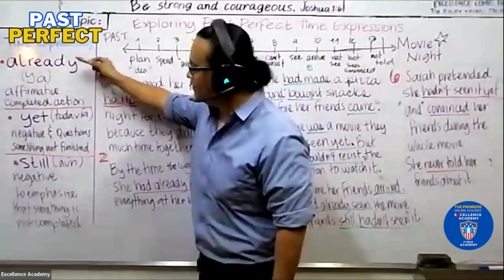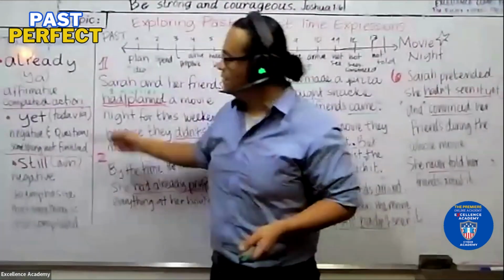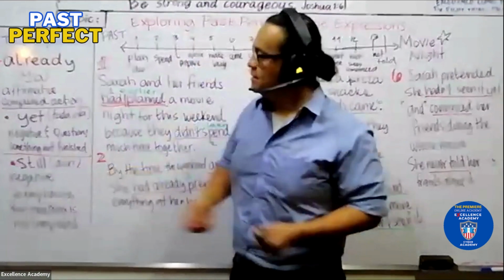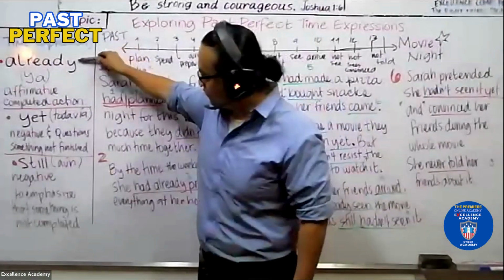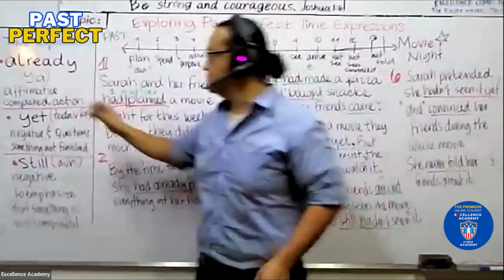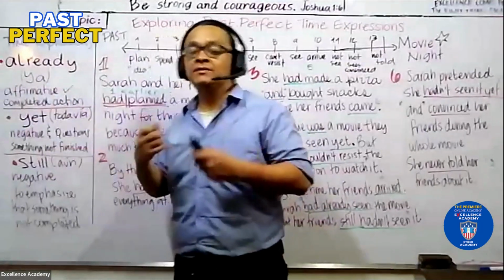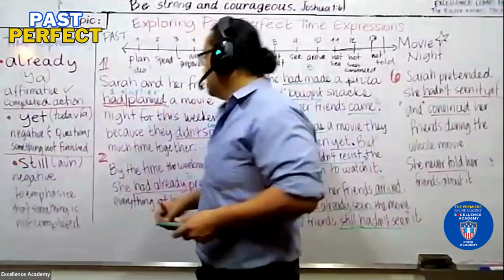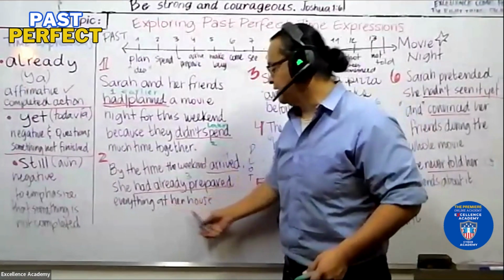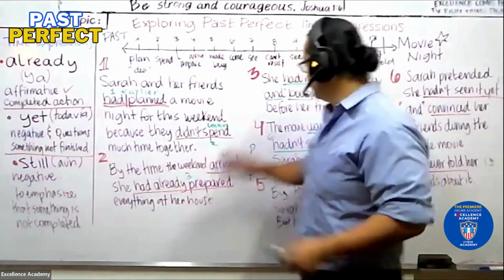We're going to have already, which in Spanish means ya, yet, which in Spanish means todavía, and still means aún. Let's see the uses. So for already, which means ya, we're going to use it only with affirmative tenses, only in the affirmative. And the idea of already is we're talking about something that's completed or finished or done. So in this example, you can see she had already prepared everything at her house. So she finished the preparation. It was already completed. It was done.